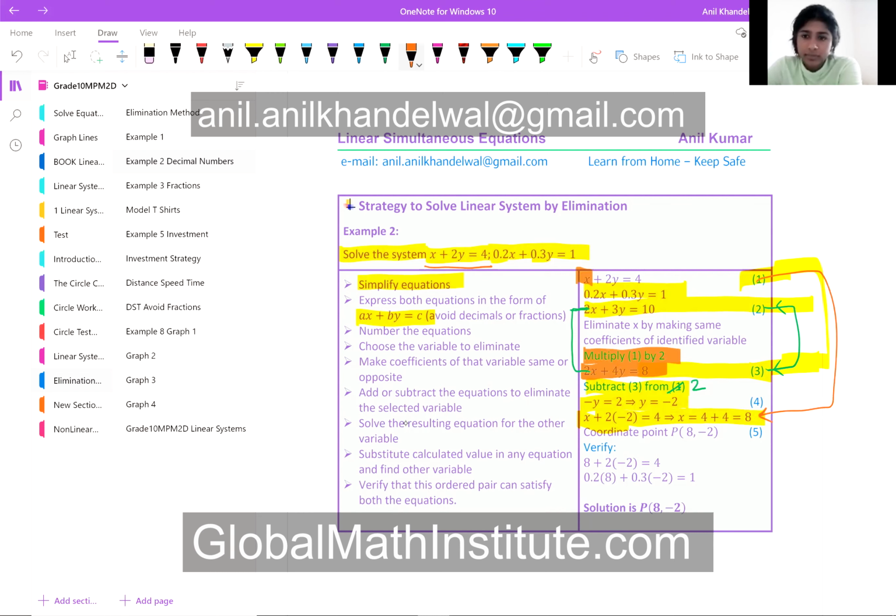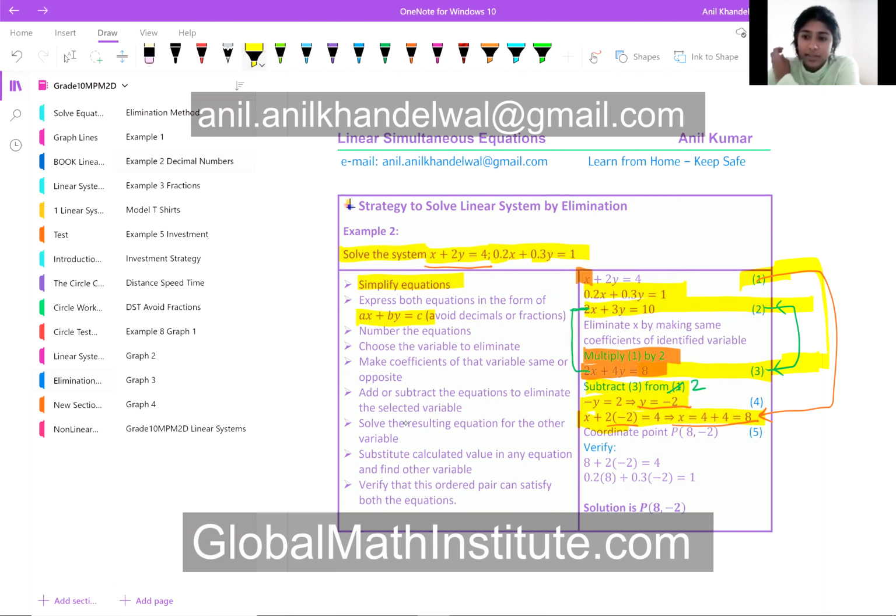Now, when we have found the value of y, which is equal to minus 2, it's a good time to substitute that value of y in the very first equation and then calculate the value of x, which comes out to be 8. Well, you could substitute this value of y in any of your equations which you have worked with. You get the result, right?